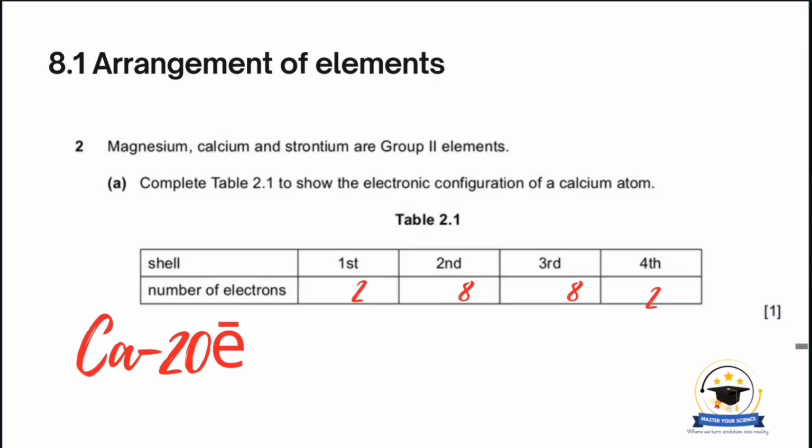So it's a group 2 element, so it will definitely have 2 electrons in its outermost shell. But if we also look at the total number of electrons after we've put in our electronic configuration, we can see that we've got 20 electrons.